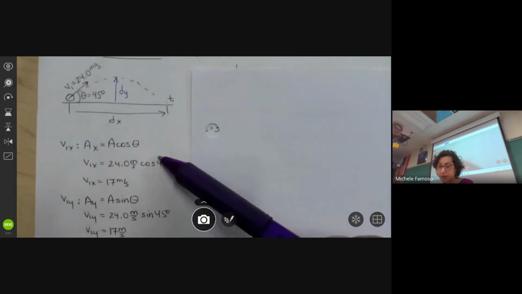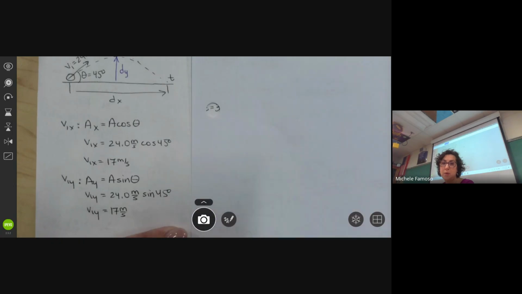So first thing I did was I came up with my VIX and my VIY. Because my angles have 2 sig figs, I did those to 2 sig figs, 17 meters per second. 24.0 meters per second times cosine of 45 degrees is 17. Same thing with the sine of 45, 17 meters per second in the X and the Y.